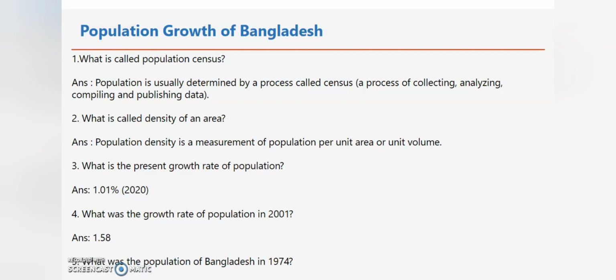Next question. What was the growth rate of population in 2001? Yes, it was 1.58. What was the population of Bangladesh in 1974? Yes, it was 7.64 crore.